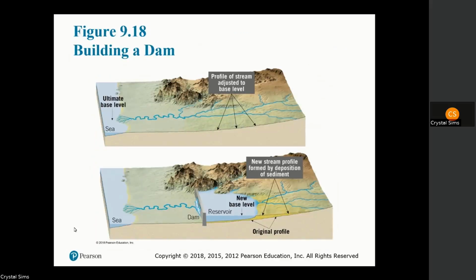So here's kind of an example of the base level. So we've got a stream kind of going downstream here. We've got a delta as it fans out. And so the ultimate base level is going to be sea level. But if we were to build a dam, the stream profile is going to change because now we have deposition and that base level has actually gone up a little bit higher. So we can alter the base level of a stream.